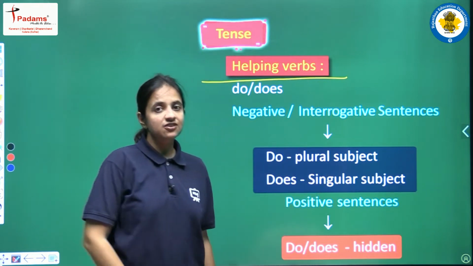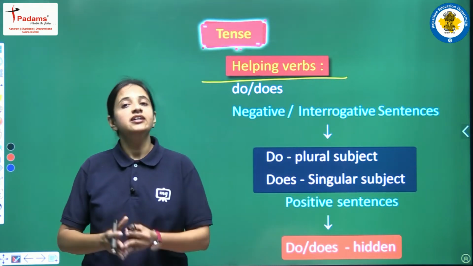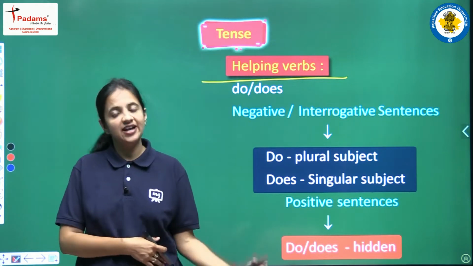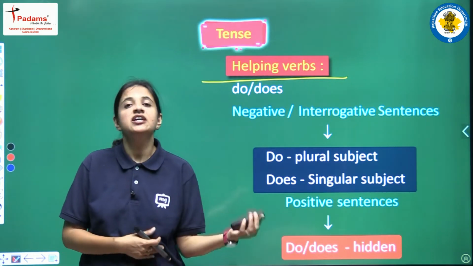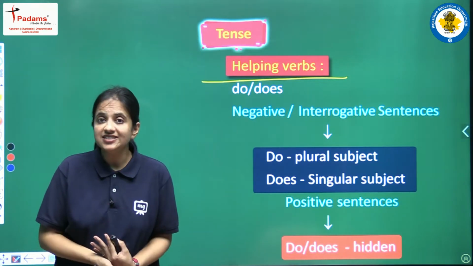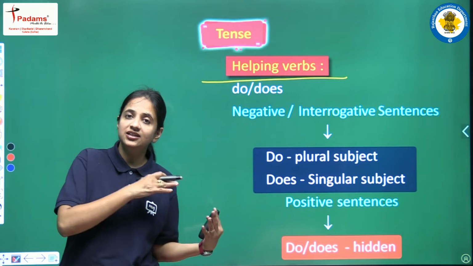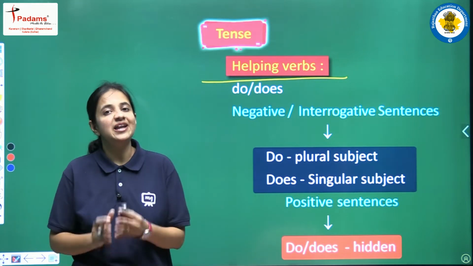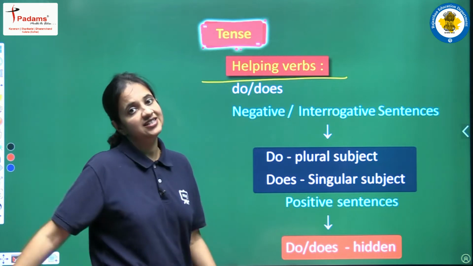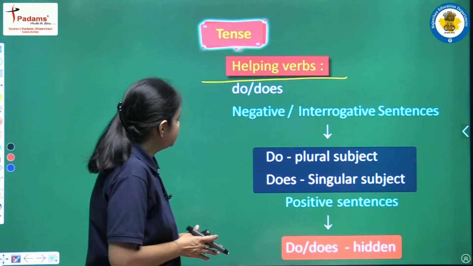So students, the first thing that you have to remember is that each and every tense has its own helping verbs, right, and its own form of the main verb. So you have to learn these things. You have to learn all the rules related to the helping verb and main verb of all the tenses. So just listen carefully, just look carefully. So let's see the helping verb.